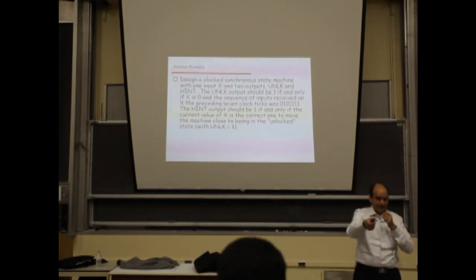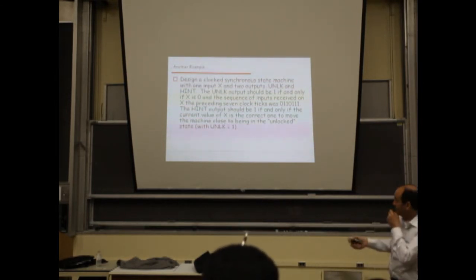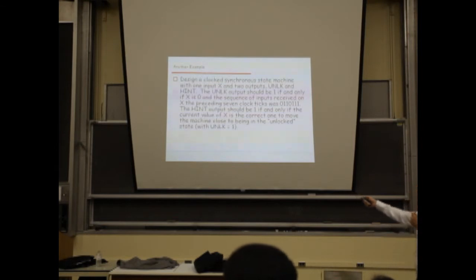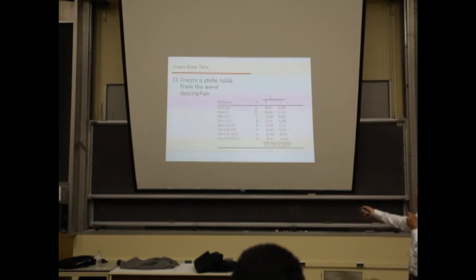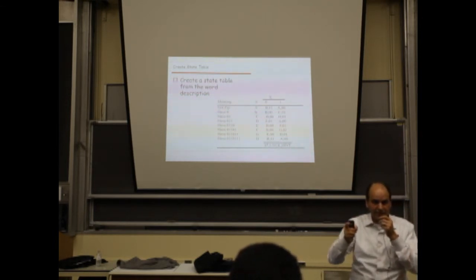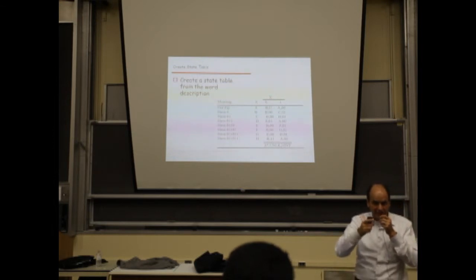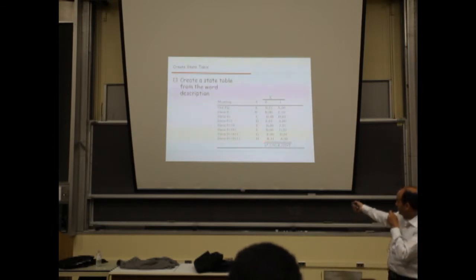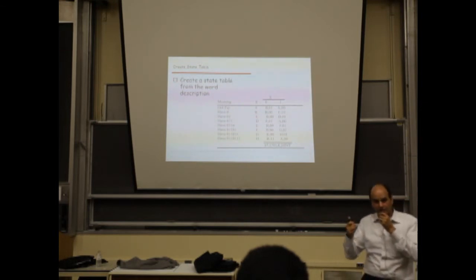Question here, okay? It's a very good question. The statement here says that if X is 0 and we have received the sequence, then we go. Now, when we look at this one here, it depends if you are implementing the circuit as a Moore or a Mealy machine. If you implement it as a Mealy machine, then this is right, because if you see 0, you go to B and produce that output, which is unlock.